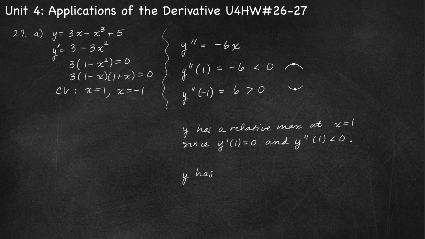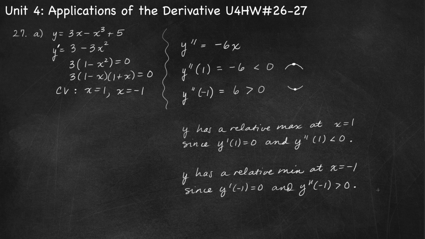Y has a relative min at x equals negative 1 since y prime of negative 1 equals 0. We need that to be true. We need to know that the first derivative is 0. At a max or a min, our first derivative is either going to be 0 or undefined. So y prime of negative 1 equals 0, and y double prime of negative 1 is positive.